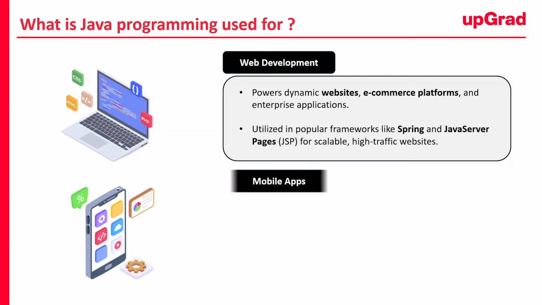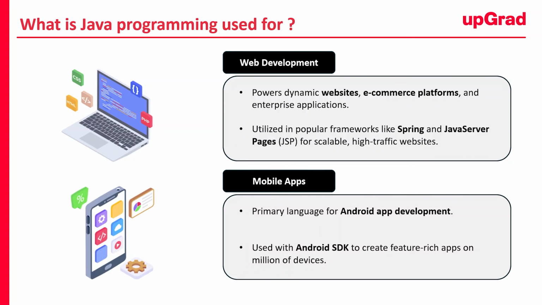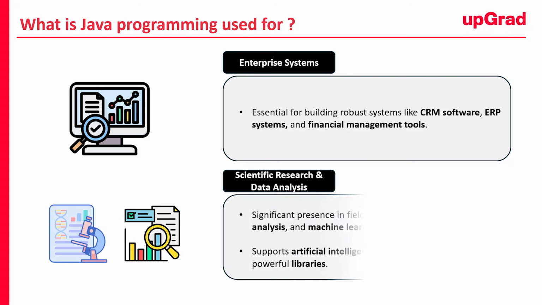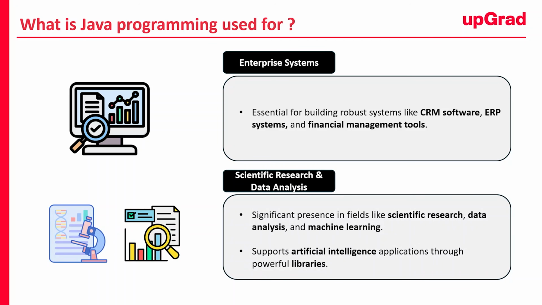When it comes to mobile apps, Java is the main language for building Android apps. Developers use Java with Android SDK to create feature-packed apps that run on millions of phones. In the enterprise world, Java is used for building robust systems like CRM software, ERP systems, and financial management tools. Java also has a huge presence in scientific research, data analysis, and even machine learning. Thanks to its powerful libraries, it's a go-to for artificial intelligence applications like natural language processing and deep learning.